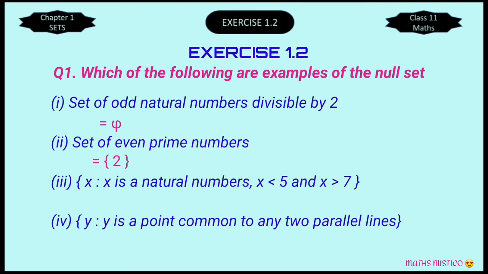In the third case, we have to find a natural number which is less than 5 and at the same time greater than 7. But this is not possible. So this set is empty. Two parallel lines never meet and so they cannot have any point in common. So the fourth set is also the null set.